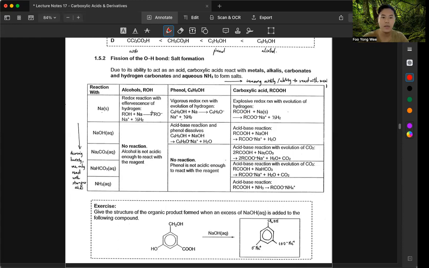So you can look at the extent of reaction. It becomes more and more reactive. This is just effervescence. Then when we move to phenol, it becomes vigorous. And when it comes to carboxylic acid, it will be explosive. So this shows that this is the most acidic, and hence it displays the most vigorous reaction.